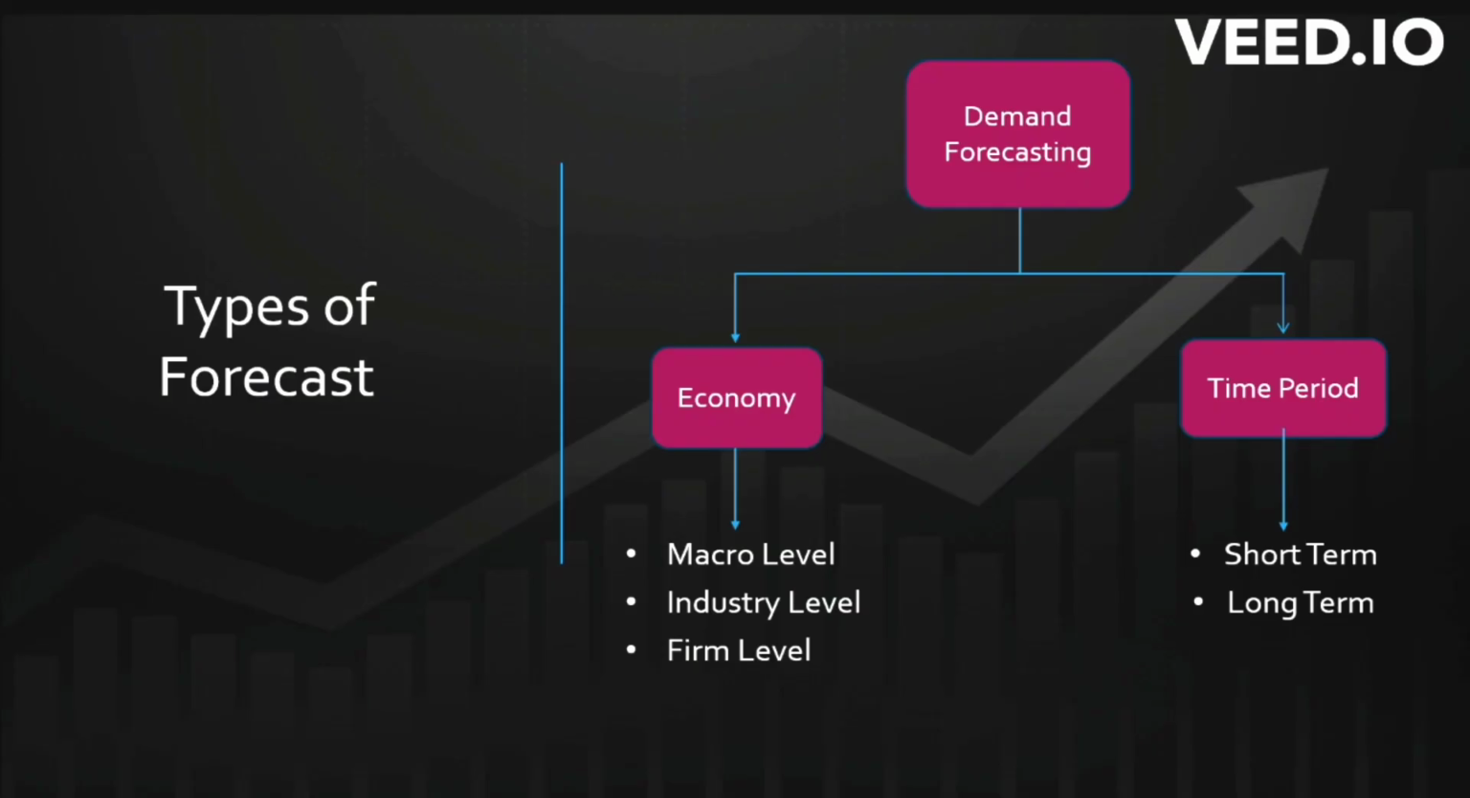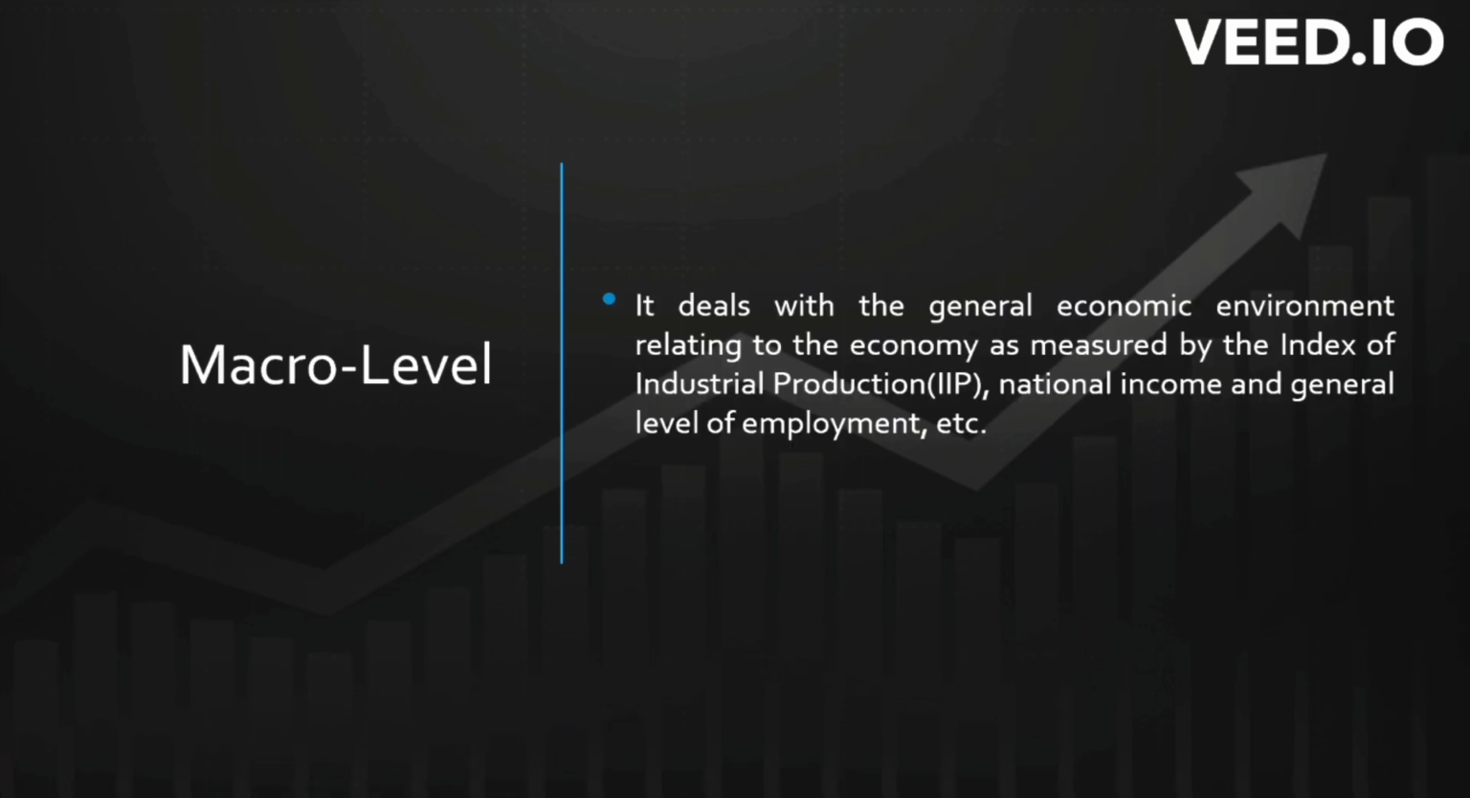There are different types of forecasts. The major types of forecasts are based on economy and time period. In economy they are classified into macro level, industrial level, firm level, and in time period, short term and long term. The macro level of forecasting looks at how the overall economy is doing. We might look at things like the index of industrial production, national income, and employment levels to get a sense of how much demand there might be for a particular product.